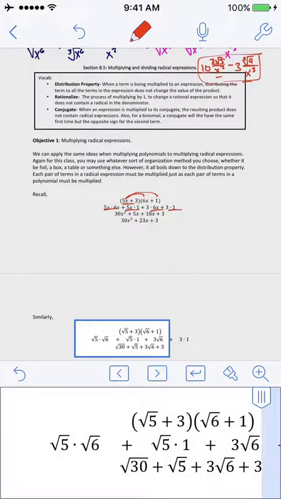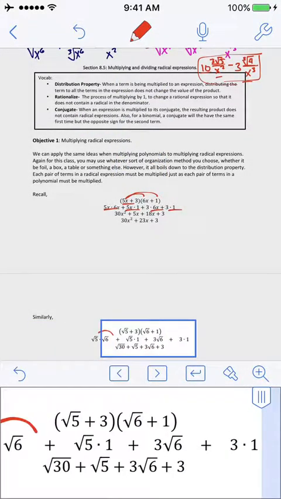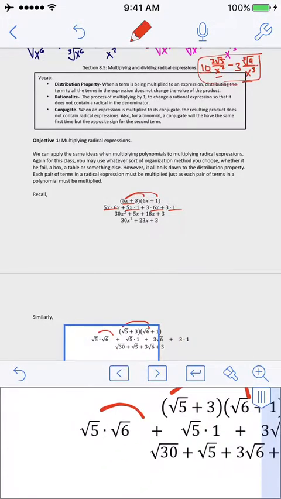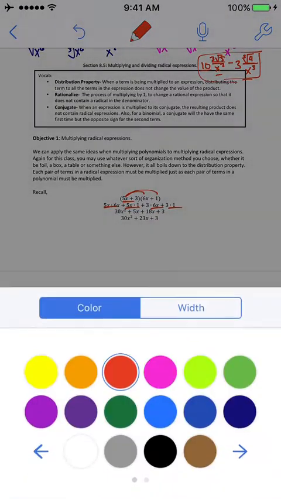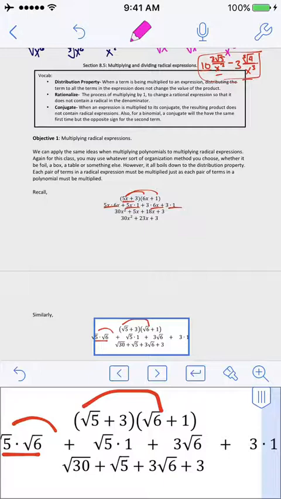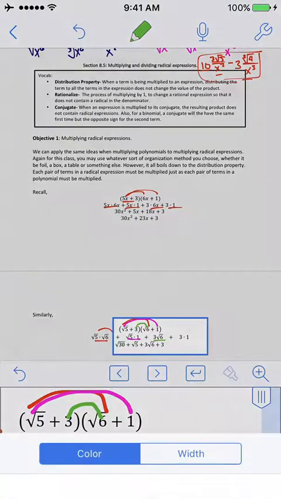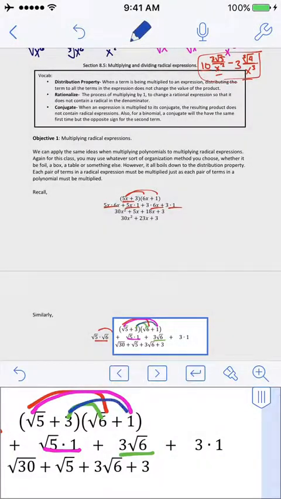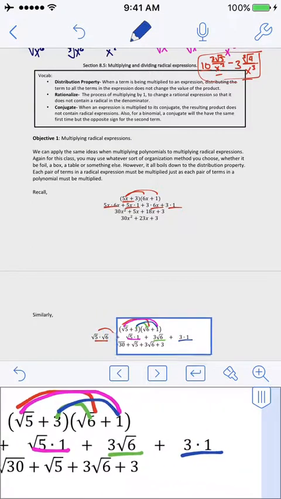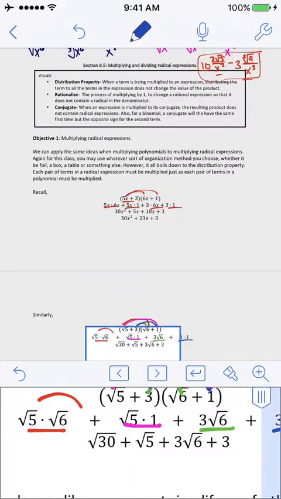Oops, I'm in eraser mode. Multiply each one. So the root 5 times root 6 becomes the root 5 times root 6. There's the root 5 times 1. That was the first one, paired up with everybody. Second one, 3 times root 6. And then the last one, 3 times 1. So again, if you have 4 terms, you just need to make sure all 4 combinations happen.